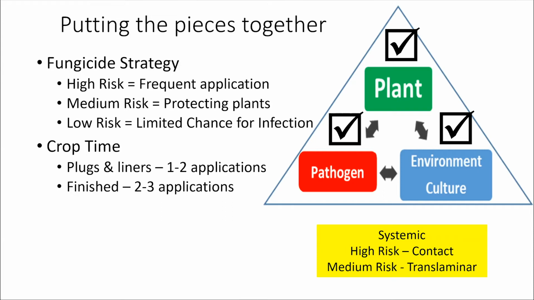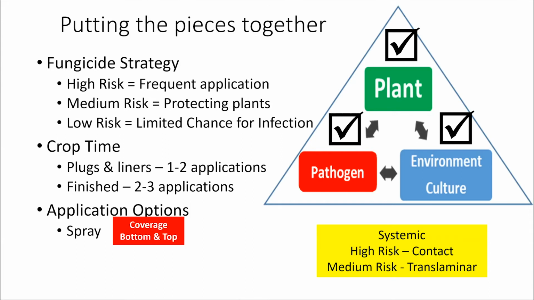When we move into finished crops, where we've got a lot longer crop time, we're looking at 8 or more weeks of crop time. There, you can start working 2 or 3 applications in if it's appropriate. So then you can start making some decisions, again looking at the systemic, looking at whether you should put on a contact plus a translaminar. Looking at what your application options are, if you're doing a spray, make sure that you're getting the full treatment of that plant, both the top and the bottom.